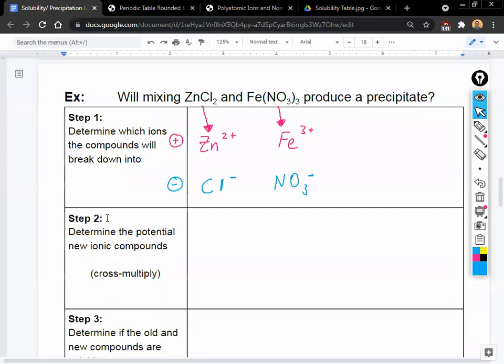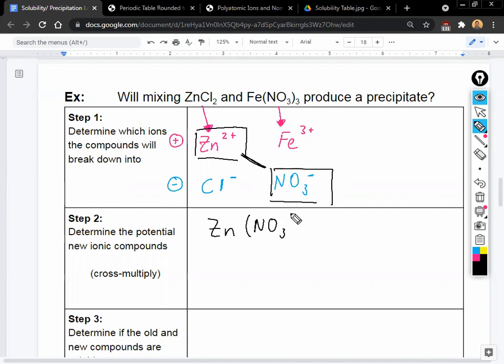Next, we're going to determine the new potential ionic compounds. What that means is, if you notice, we started with ZnCl2 and FeNO3, right? But if you mix them together, they can make new ionic compounds. The new ones that they can make, we just mix and match the positive from one of them and the negative from the other. So Zn2+ can react with the NO3 minus from this one. If we put them together, we're going to make Zn(NO3)2, because if the Zn from the first one mixes with the NO3 from this one, you would need 2 NO3s to balance out the Zn, right? So that's all we're doing.